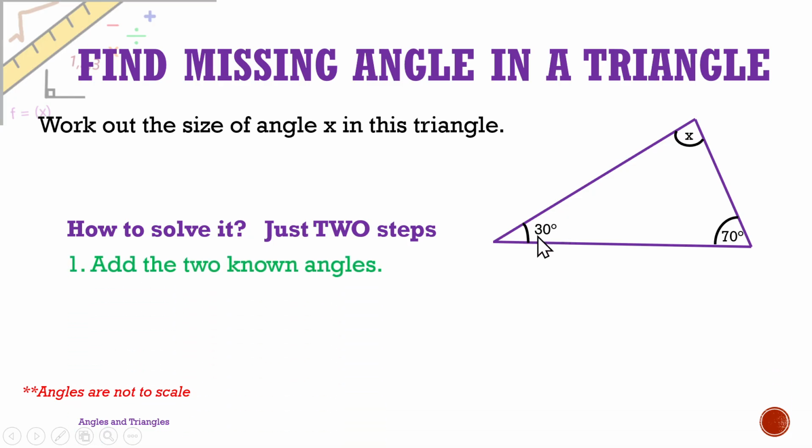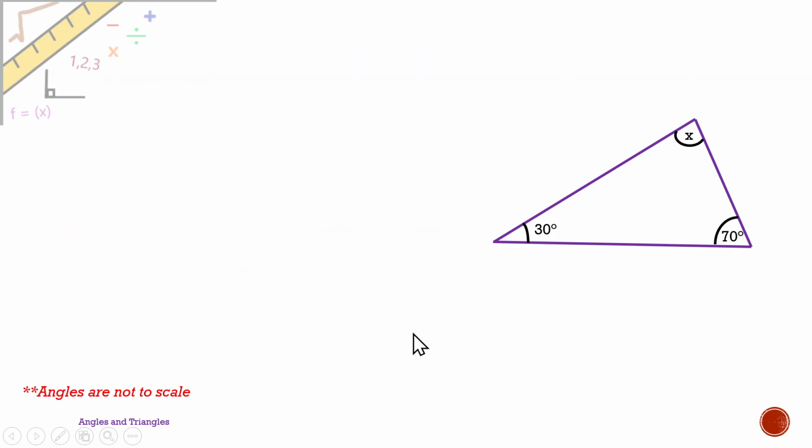Step 1. Add the two known angles. And step 2. Subtract their sum, that is the known angle sum, from 180 degrees. As you know, the sum of all the three angles of a triangle is always 180 degrees. Let's try to solve this.